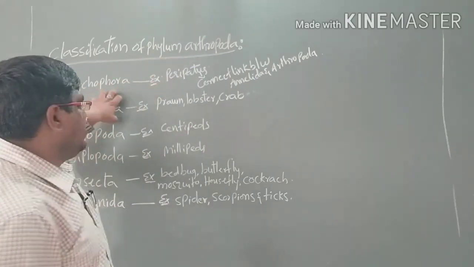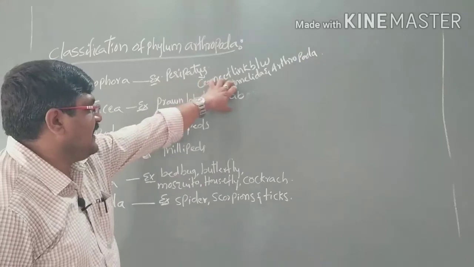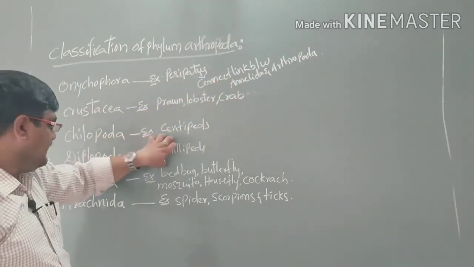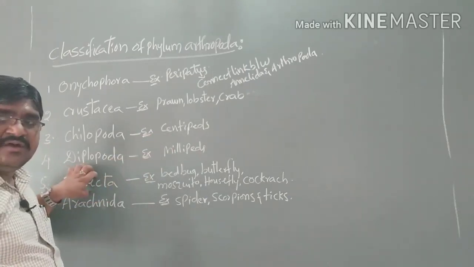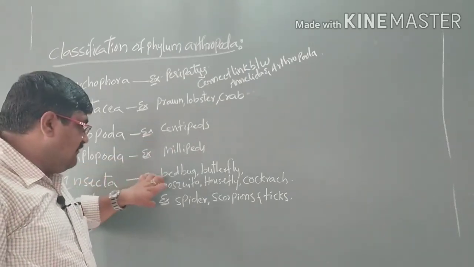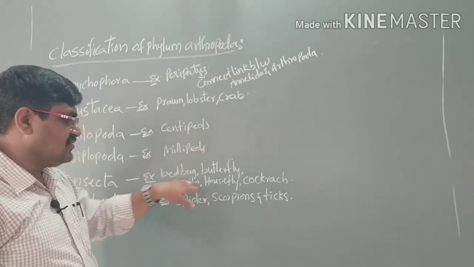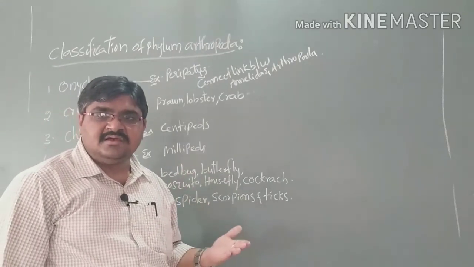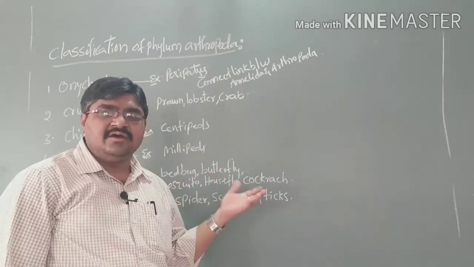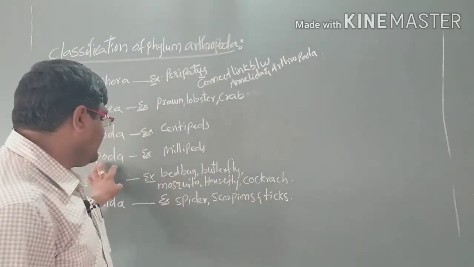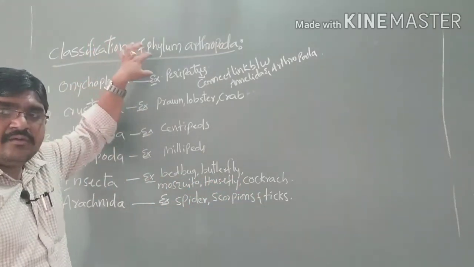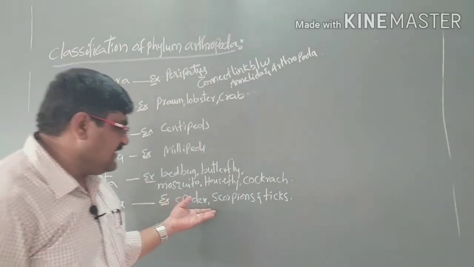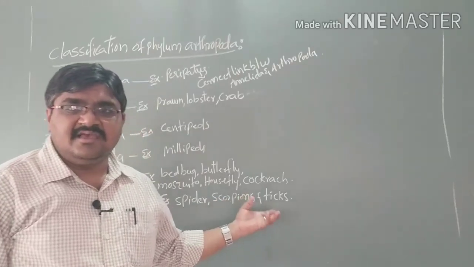In Crustacea, the examples are prawn, lobster and crabs. The Chilopoda example is centipedes, and the Diplopoda example is millipedes. Insecta is the largest class present in Arthropoda, having bed bugs, butterflies, mosquitoes, housefly, cockroaches and also honeybees and silk moths. These are economically more important in this class. Insecta is the largest class present in Arthropoda. And lastly, Arachnida, examples are spiders, scorpions and ticks.